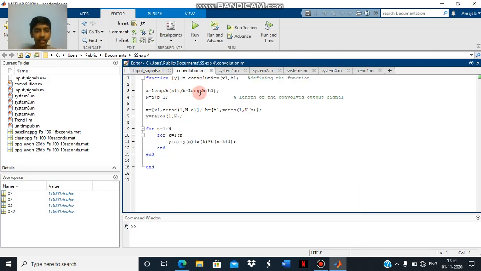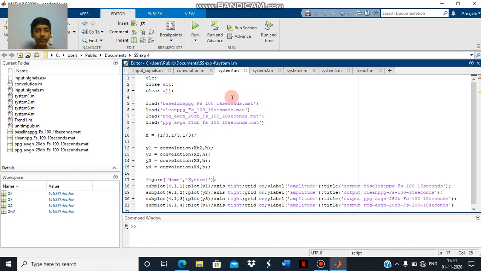So this is the function for convolving two signals, where x of n is my input signal and h of n is my impulse response. Here I have used two for loops for convolving the two signals. This is the code.